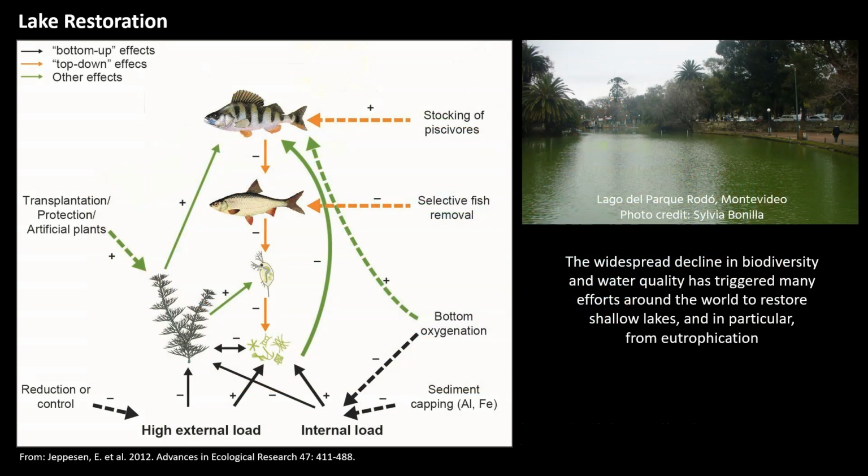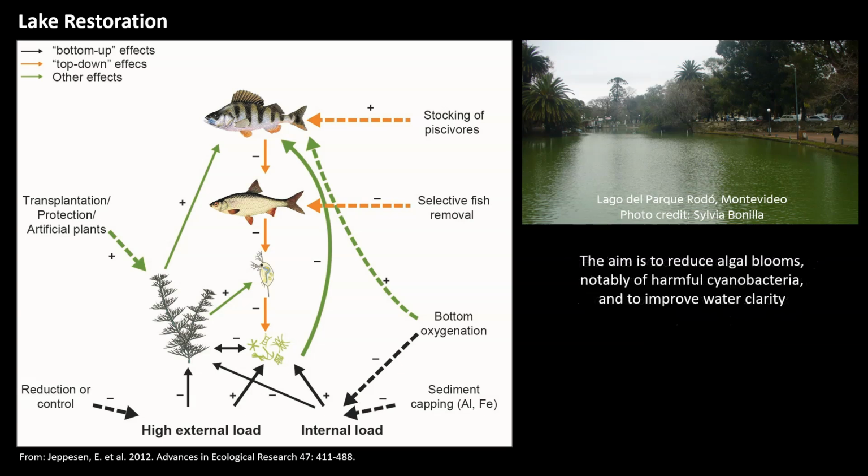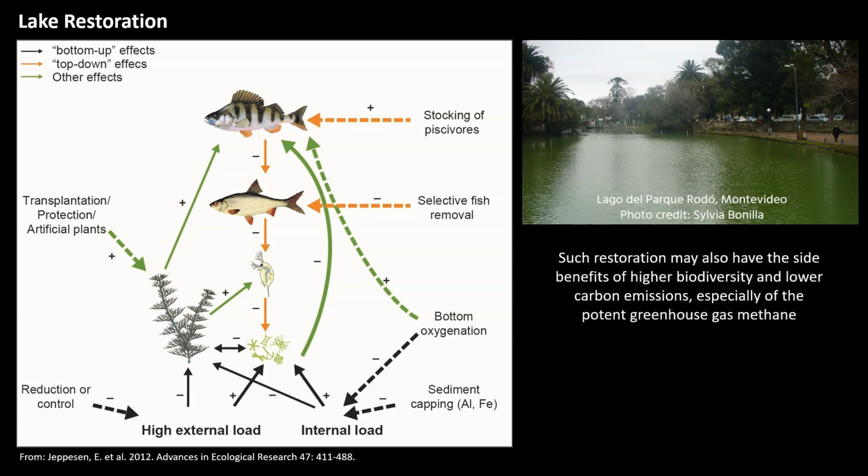The widespread decline in biodiversity and water quality has triggered many efforts around the world to restore shallow lakes, and in particular from eutrophication. The aim is to reduce algal blooms, notably of harmful cyanobacteria, and to improve water clarity. Such restoration may also have the side benefits of higher biodiversity and lower carbon emissions, especially of the potent greenhouse gas methane.